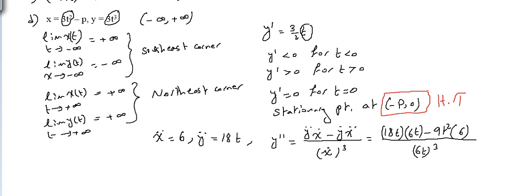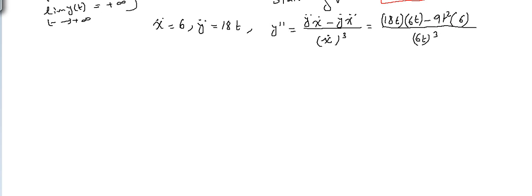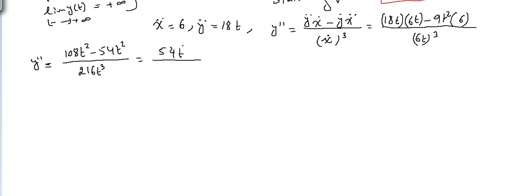Simplifying this gives me y double prime equal to 18 times 6 is 108 t squared minus 54 t squared, over 216 t cubed. That is 54 t squared over 216 t cubed. Simplifying 54 and 216, we get 1 over 4. T squared over t cubed is 1 over t, so it's 1 over 4t.